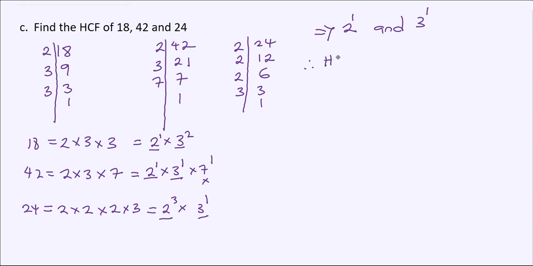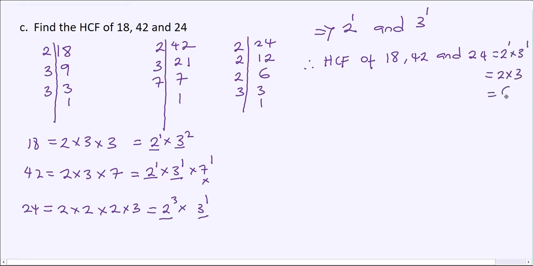So, having done this, we are already done. HCF of 18, 42, and 24 is equal to what? 2 raised to the power 1 multiplied by 3 raised to the power 1. And that simply means 2 times 3, and that is what? 6. Voila, and we are done.